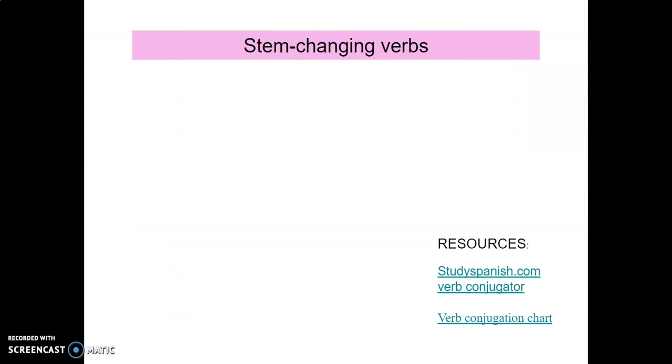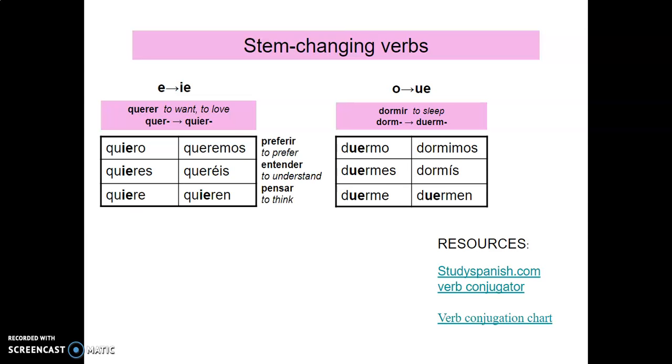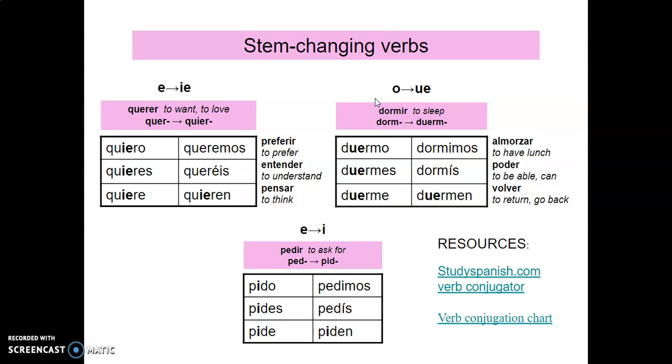So let's look at some examples. Okay. So we have verbs that are typically E to IE or O to UE. Now, as I said, this is not an all-inclusive list. We also have some verbs that are E to I in the present tense, and then we have verbs that are U to UE, so there's always going to be some exceptions, but these are some of our most common verbs that we're going to see, and we're just going to talk about how they are conjugated and how they change. It's really something that you have to memorize.